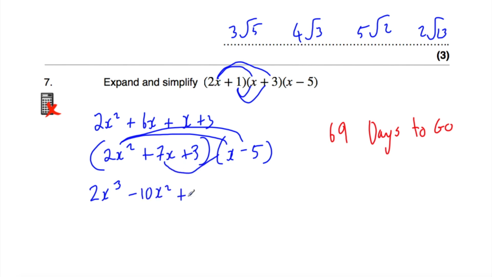7x times x would be plus 7x squared. 7x times minus 5 would be minus 35x. And then 3 times x is plus 3x. And then 3 times minus 5 would be minus 15. Now we just need to simplify.